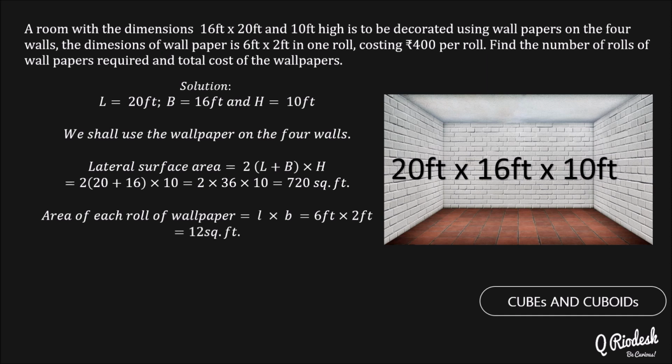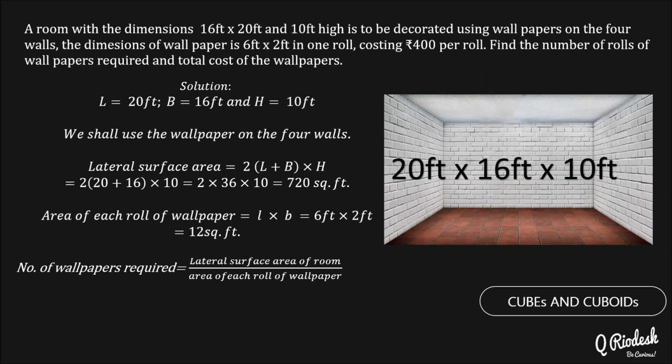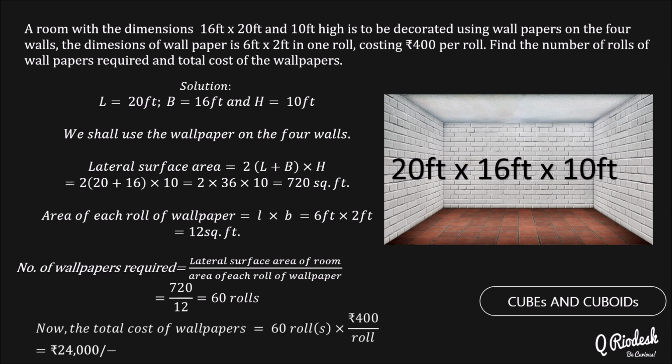So now the number of rolls required would be the lateral surface area, the total area where we are going to paste the wallpaper, divided by the area of each roll of wallpaper. That is 720 divided by 12. So 12 sixes are 72, and 0, that is 60. So we would roughly require 60 rolls.